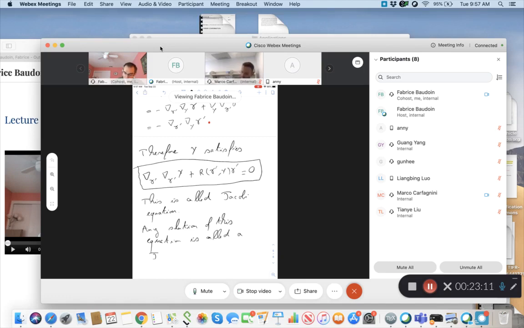So this is the Jacobi equation for connections without torsion. The computation when nabla has a torsion is not much more difficult, but the Jacobi equation is going to involve several other terms that make the study of the Jacobi equation a little bit more difficult. I leave it to you as an exercise to write the Jacobi equation in the case where the connection nabla has a torsion.